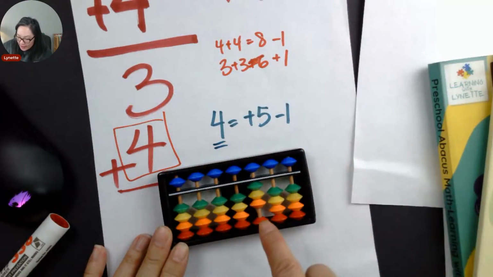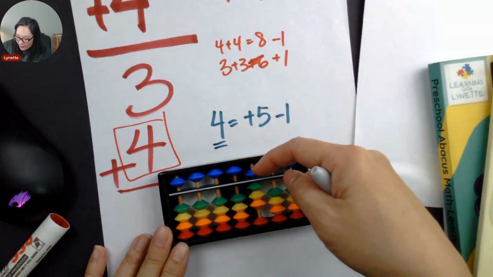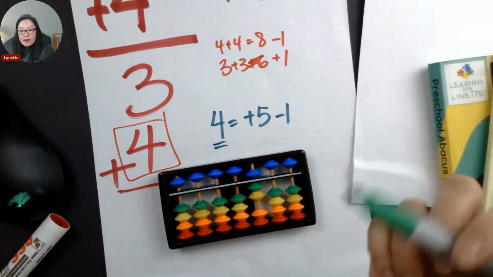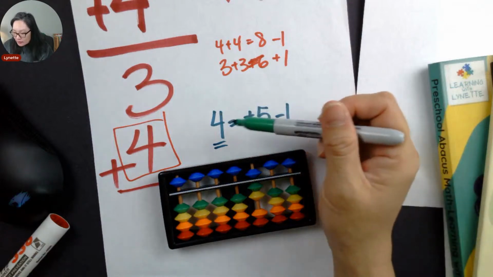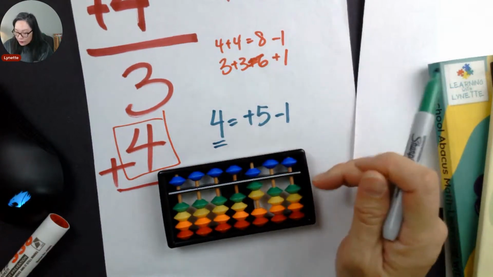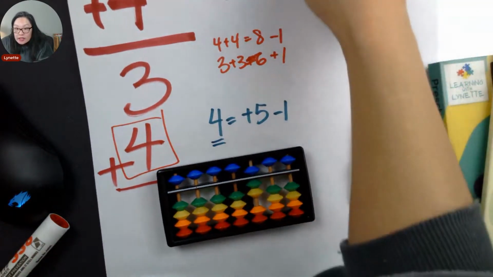We have our 3, and then we plus the 4. We add the 5, take away the 1. This is the fundamental thing that we would need to remember, right? This is the fundamental, making sure that we understand how to do the 4. So let's do it again.